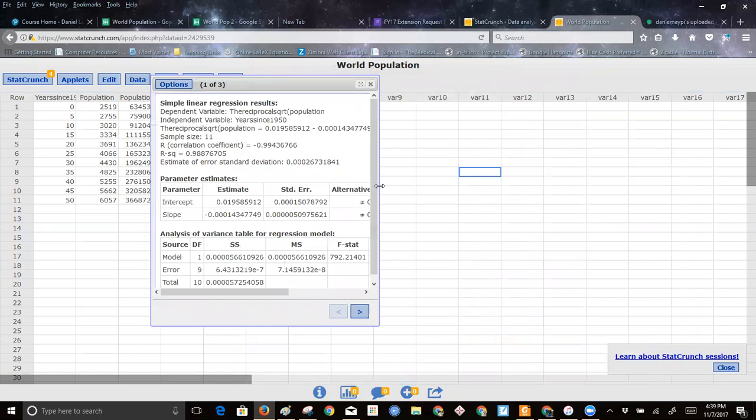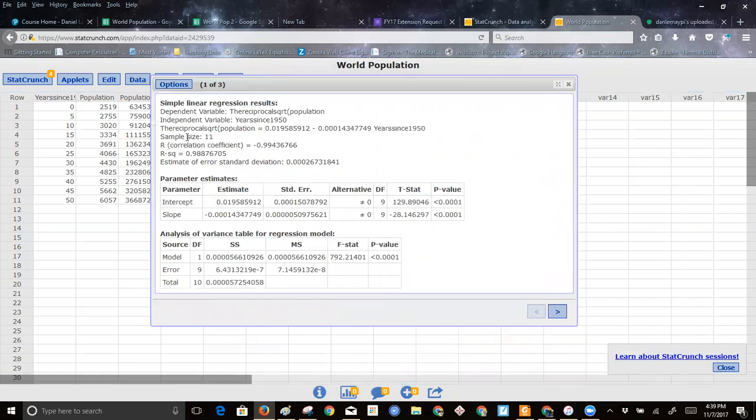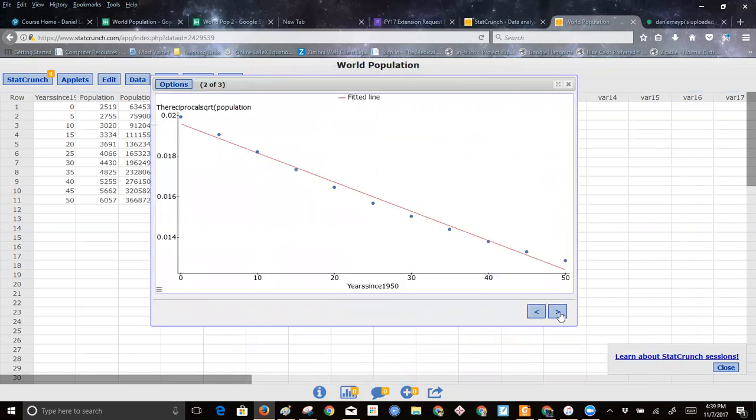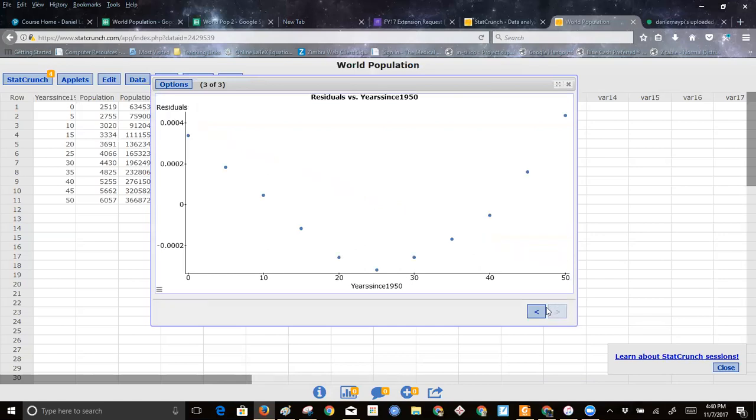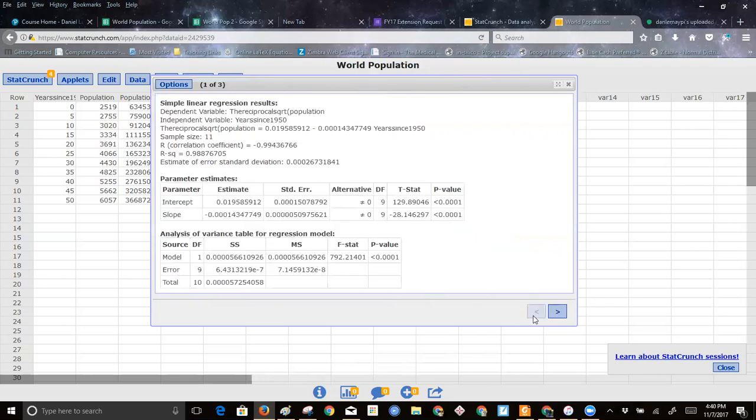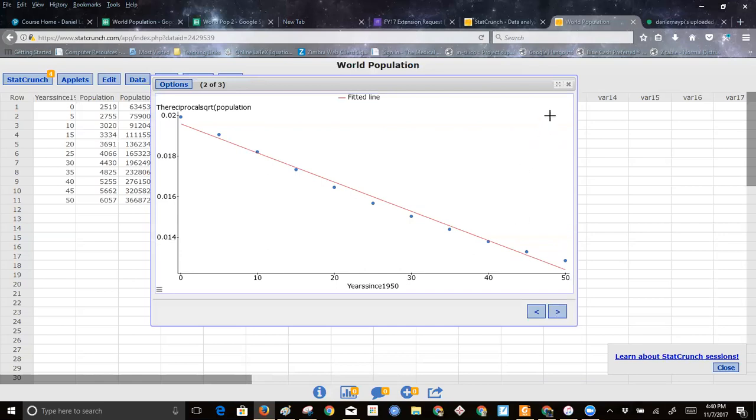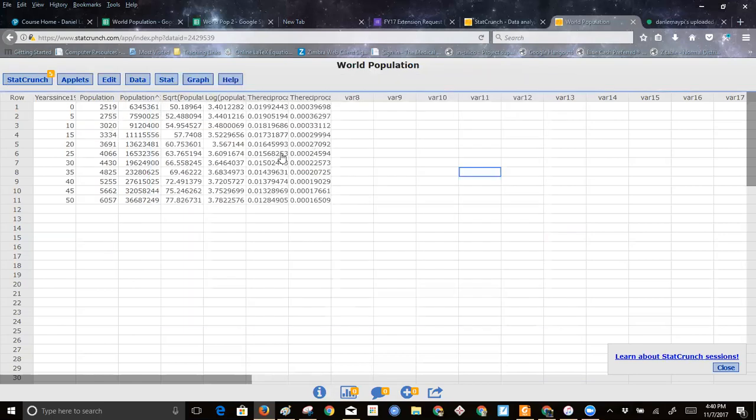R squared is a little lower than before. Let's see what the plot looks like. Kind of changed the direction, didn't it? And I'm back to seeing some patterns here. So yeah, that certainly wasn't the way to go. This was the reciprocal square root. So not the way to go. One last choice in this ladder.